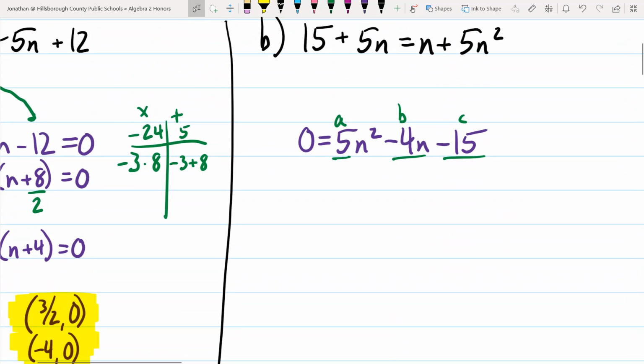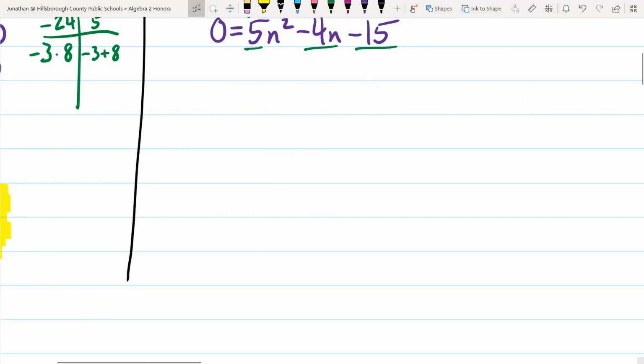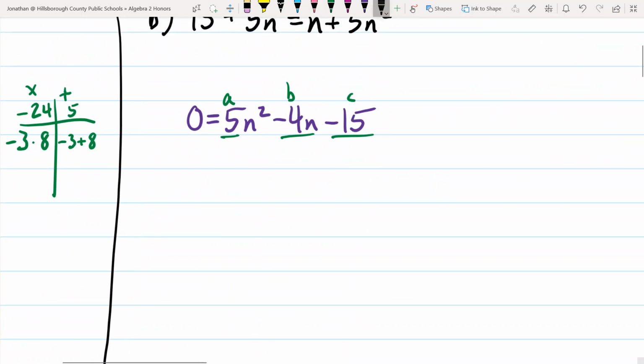And that's the bonus of the quadratic formula. You will always get an answer. With factoring, your results have to be real numbers. So keep that in mind.